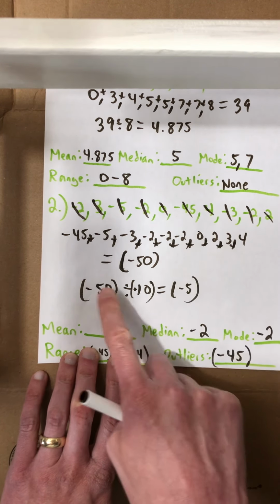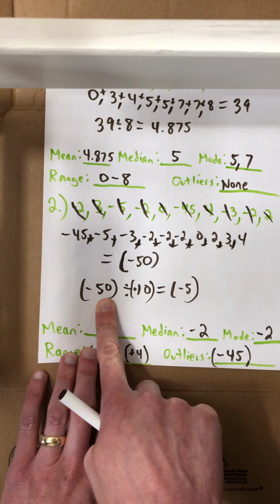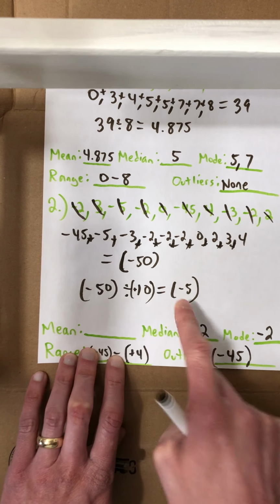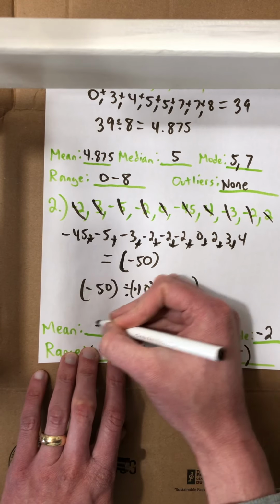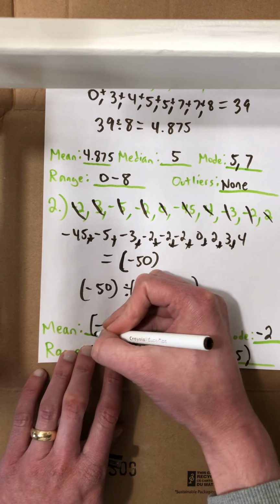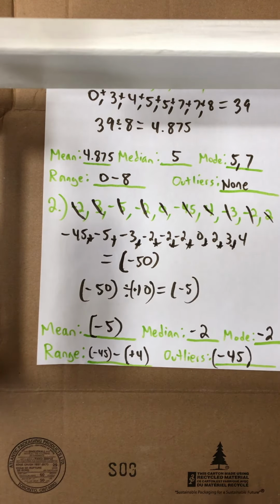And that's not that surprising. We're taking that minus 50, we're splitting it 10 different ways. Each of them gets minus 5. So that will be our mean average for this particular one. And that's how we find range and outliers, and how we sometimes can get a negative mean or a negative median or a negative mode for some of these answers.